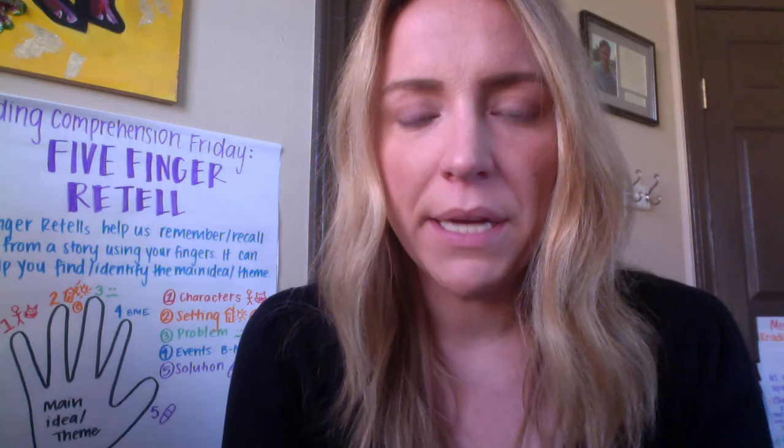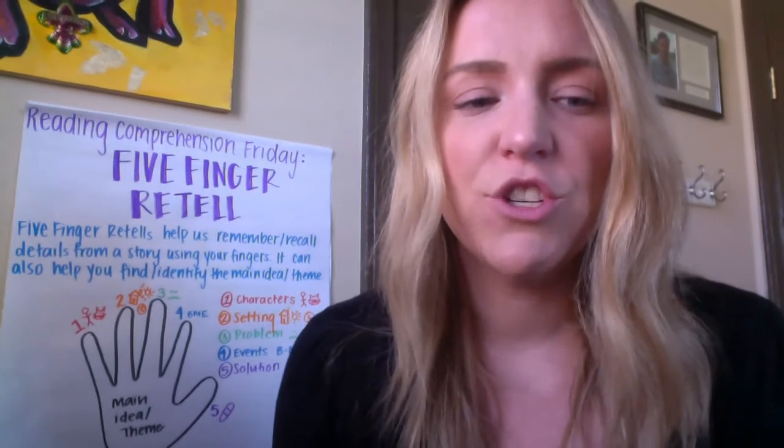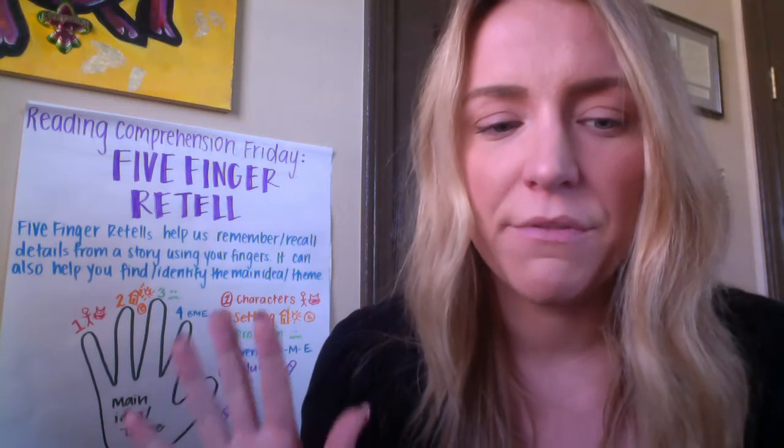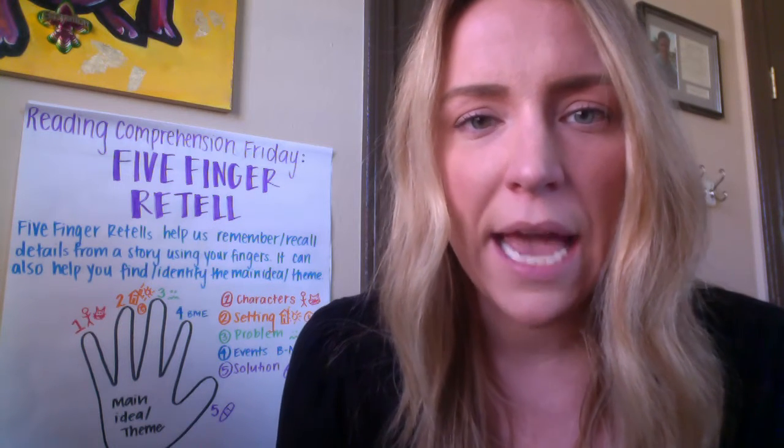Just like we did on Monday, we are going to be exploring topics related to reading comprehension, meaning whether you're understanding what you're reading. Today, we're going to be focusing on a five-finger retell, which is really awesome because it helps us remember or recall details from a story using our fingers, right? There's five components of a five-finger retell. So our five fingers on one hand can really help us remember details from a text.